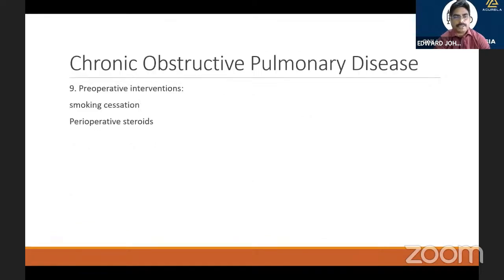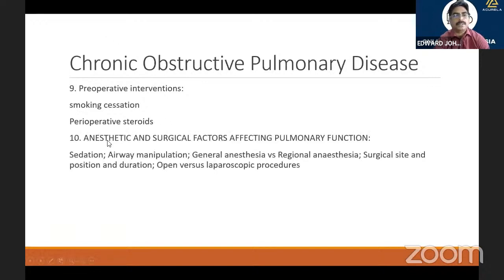Then your preoperative intervention. Smoking is more important. You must know the effect of smoking on the respiratory system and the effect of cessation of smoking on the respiratory system. You have to know both of them thoroughly, with the time intervals. Then the perioperative steroids, they were discussed in this discussion. Suppose the patient is taking steroids in the preoperative period, how are you going to supplement the steroids in the intraoperative period? That is also more important. That is the usual question they will ask in the examination. Then anesthetic and surgical factors affecting pulmonary function. They have discussed everything in this discussion.